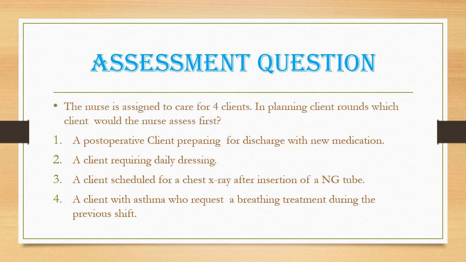A post-operative client preparing for discharge with new medications. Second option, a client requiring daily dressing. Third option, a client scheduled for a chest X-ray after insertion of a NG tube. The fourth option, a client with asthma who requested a breathing treatment during the previous shift. So here, out of these 4 patients, we have to find out which one is the priority.